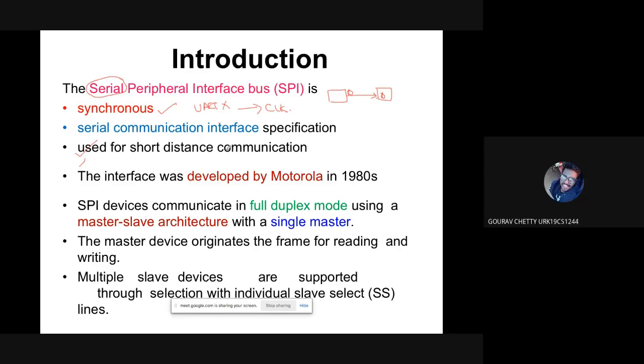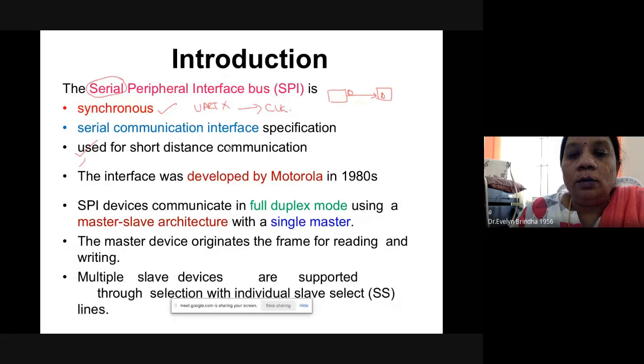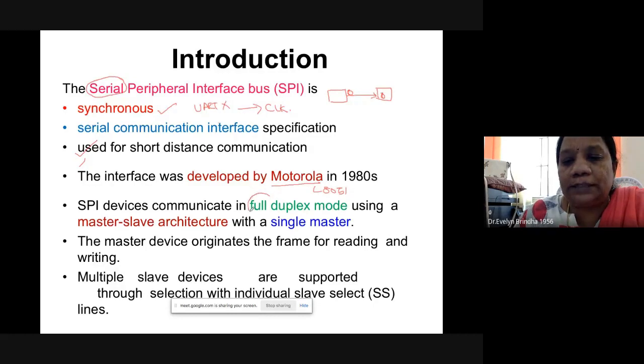Yes, ma'am. This protocol was developed by the company Motorola in the year 1980. That is why we are able to successfully use it in 8051. Next, another advantage of SPI is that it is full duplex. You remember last class I told you about half duplex, full duplex and all that. So this is full duplex.